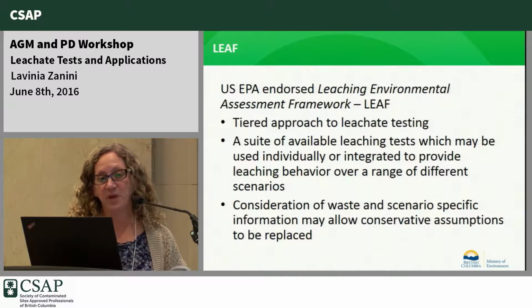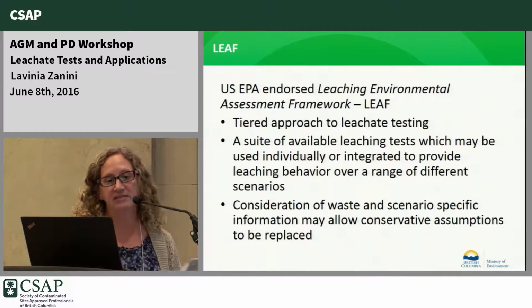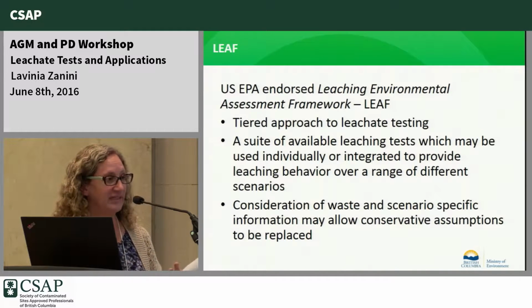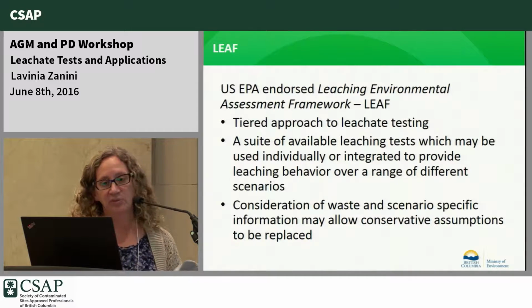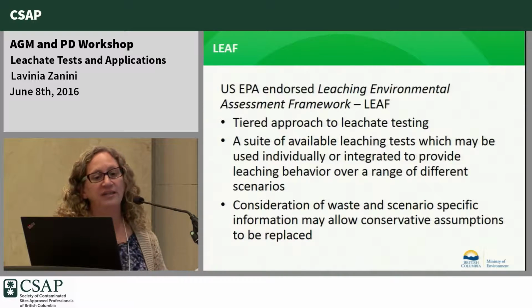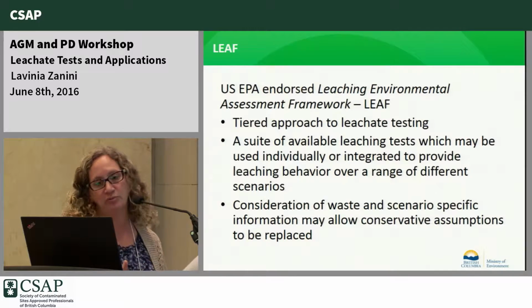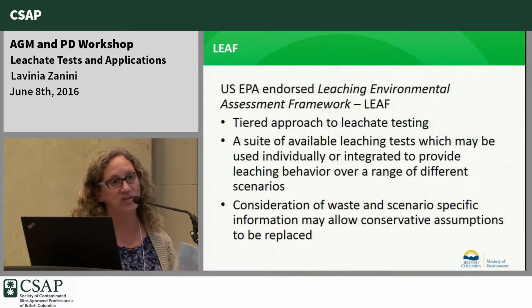A person by the name of Kosson and colleagues in 2002 came up with a Leaching Environmental Assessment Framework that has been endorsed by the US EPA. They call it LEAF for short. It's a tiered approach to leachate testing. Again, you use a suite of available tests, which may be used individually or integrated, to provide leaching behavior over a range of different scenarios. Consideration of waste and scenario-specific information can allow you to replace conservative concentrations with less conservative ones as you go up the hierarchy.